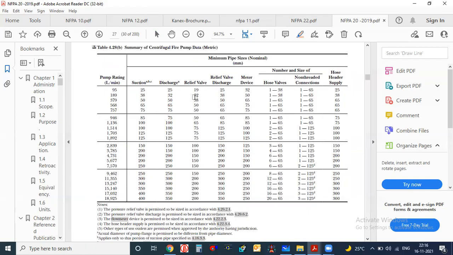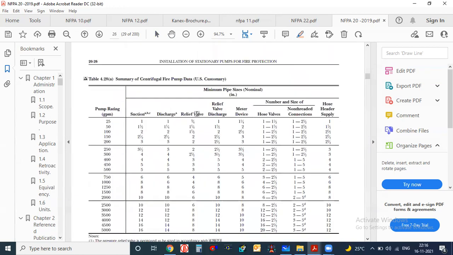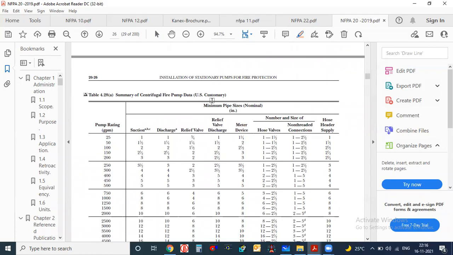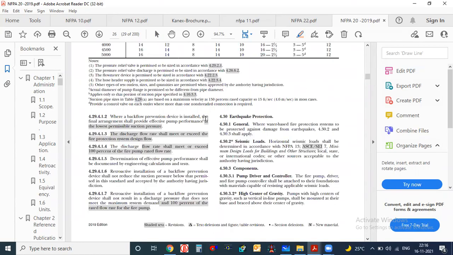So normally the firefighting suction and discharge size, we follow this data only. Suppose you want to explain to any client why you have taken 200 mm or 150 mm, this is the best table. Now it's up to you whether you want to follow the metric or US customary, anything you can follow. This table we normally use.